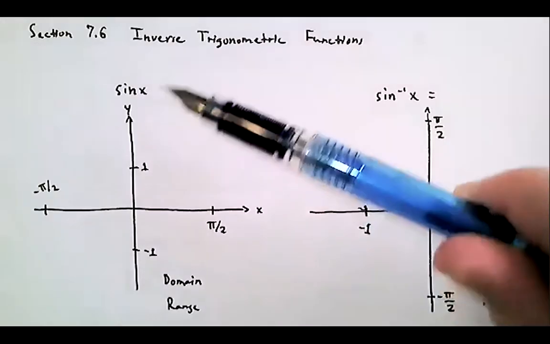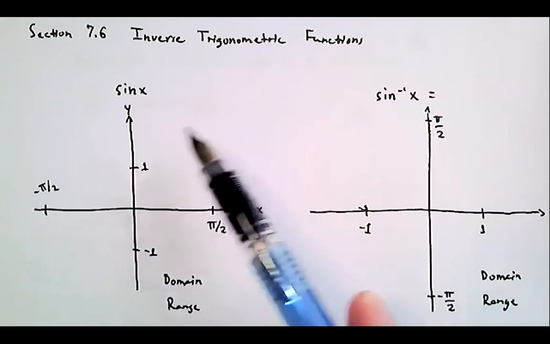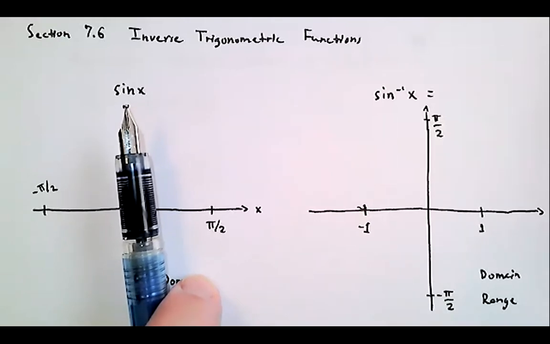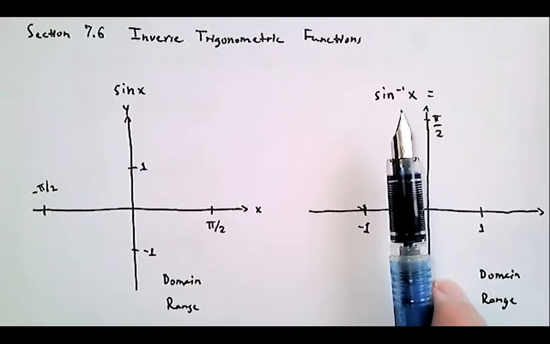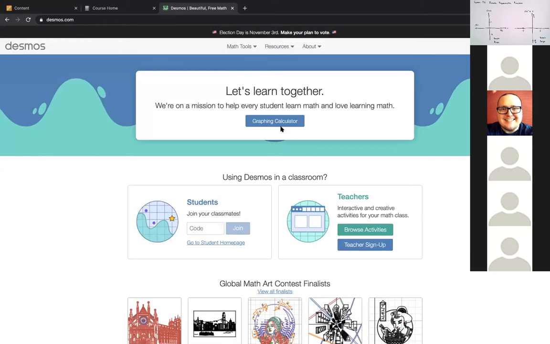Okay, so today, like I said, we're going to be doing section 7.6 over inverse trigonometric functions. And you can see how we're going to get started. We're going to talk about the sine function that we all know, and then we're going to talk about the inverse sine function to get started today. Before I start filling out any of my notes here, I want to switch over to a graphing tool just so that we can make sure we understand what's going on.